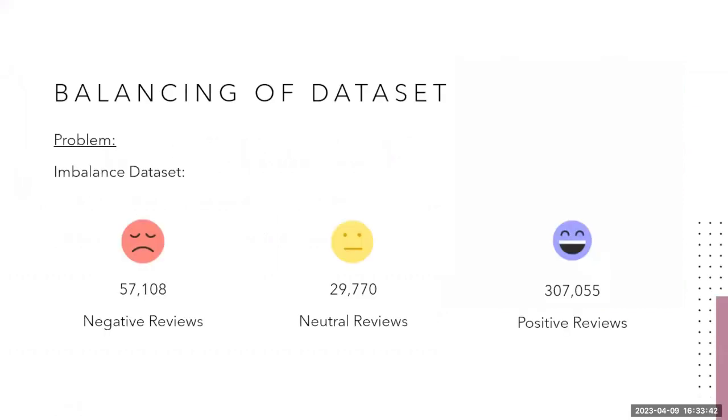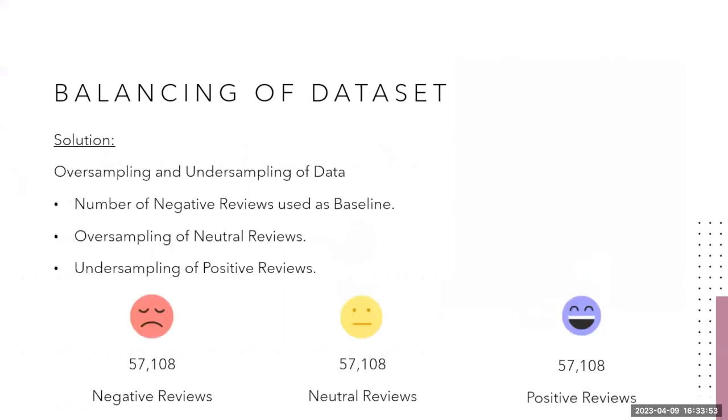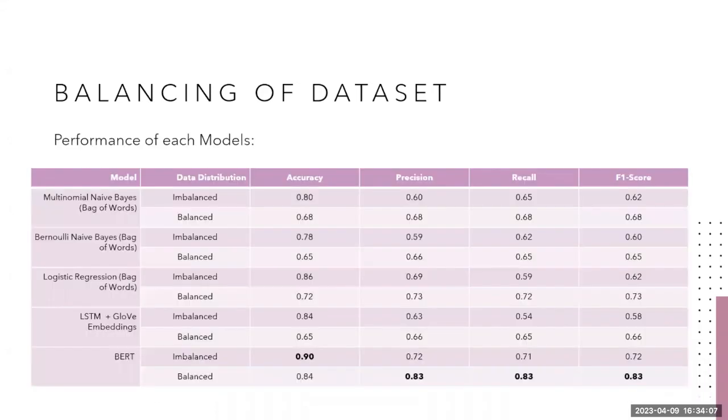The first innovation is the balancing of data where there is a large number of reviews with positive sentiments. The imbalance in data will result in the model being biased towards the positive reviews and performing poorly on both negative and neutral reviews. To address the issue, oversampling and undersampling of data is used. The number of negative reviews is used as baseline. Oversampling is performed on the neutral reviews and undersampling is performed on the positive reviews such that all the reviews will be the same. As seen from the table, models trained on the balanced data consistently outperform the models trained on imbalanced data, and overall, the BERT model performs better as seen from the highest F1 score.